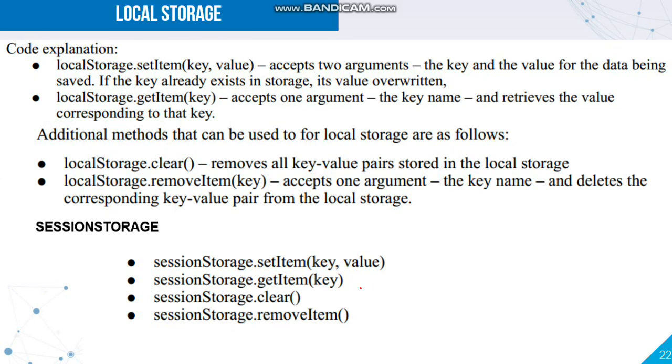To explain local storage further, as you can see here, when using local storage set item, it needs a key and a value, which means it accepts two arguments. The key and value are for the data being saved. If the key already exists in storage, the value will be overwritten. But if you want to use get item, you just need to give the key. The key name retrieves the value of that particular key.